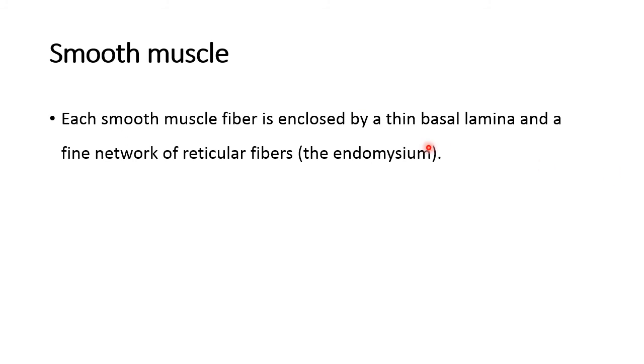Each smooth muscle fiber is enclosed by a thin basal lamina and a fine network of reticular fibers, the endomysium. This is similar to the arrangement in skeletal muscle: any smooth muscle fiber is surrounded by a thin basal lamina and the endomysium. The endomysium is a fine network of reticular fibers.